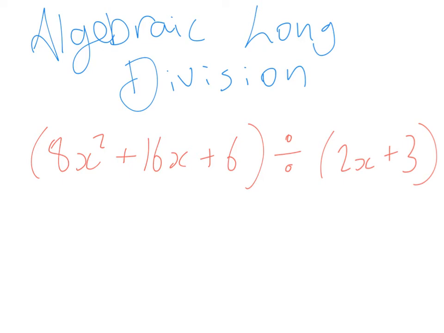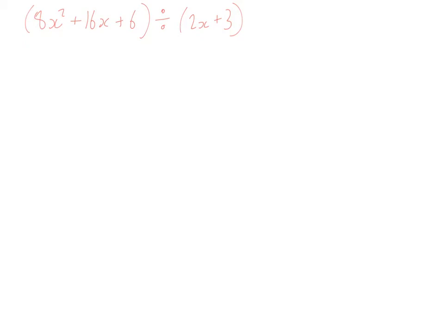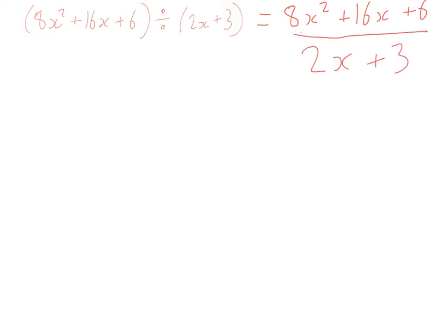Algebraic long division. We want to work out 8x squared plus 16x plus 6 divided by 2x plus 3. This can also be written as 8x squared plus 16x plus 6 over 2x plus 3. Both of these mean the exact same thing, and the same steps need to be followed to work it out.